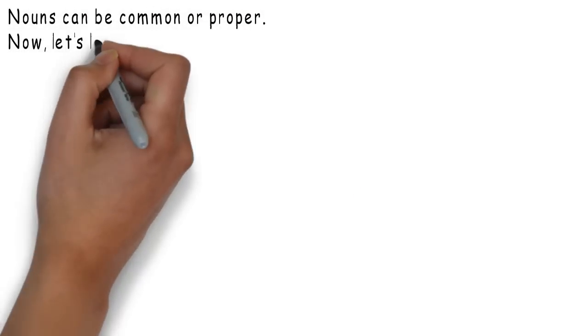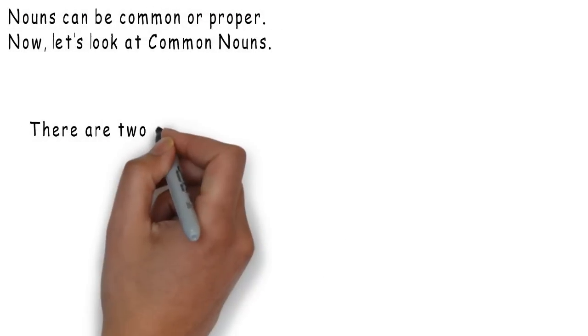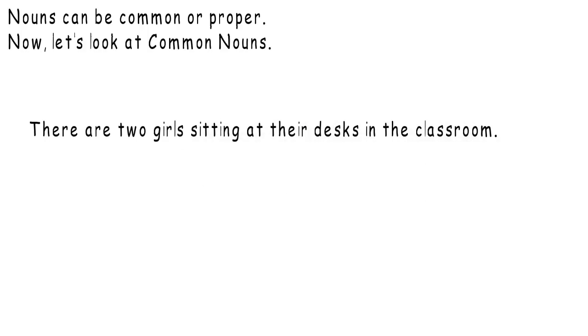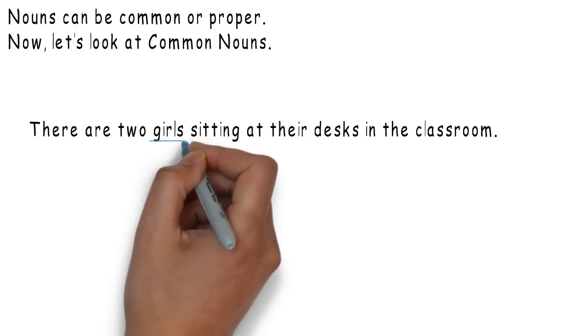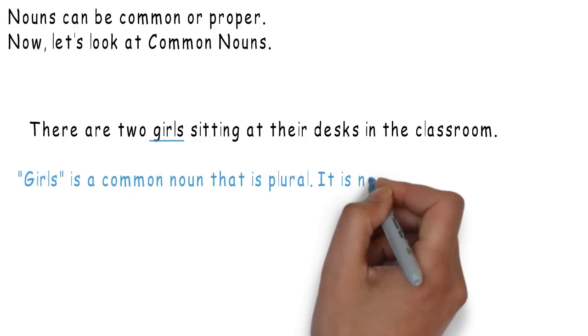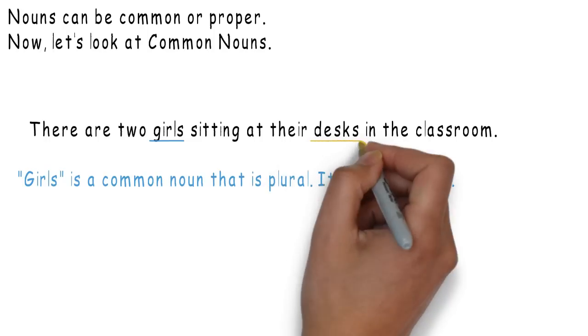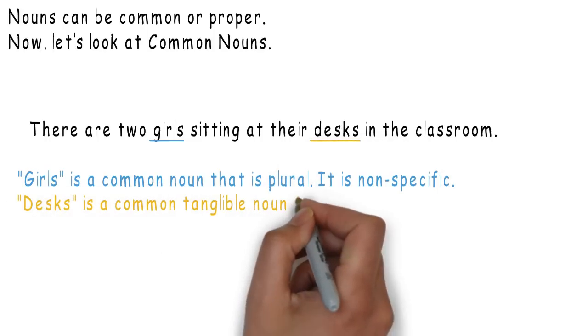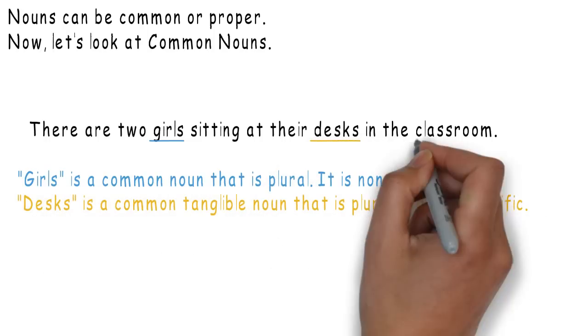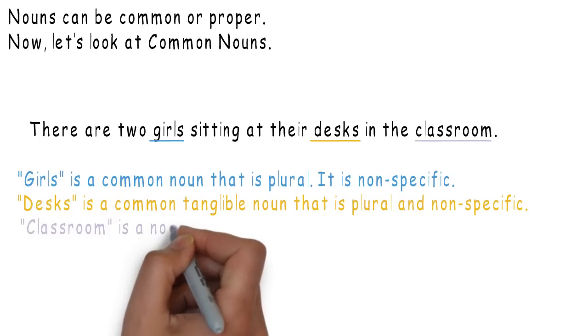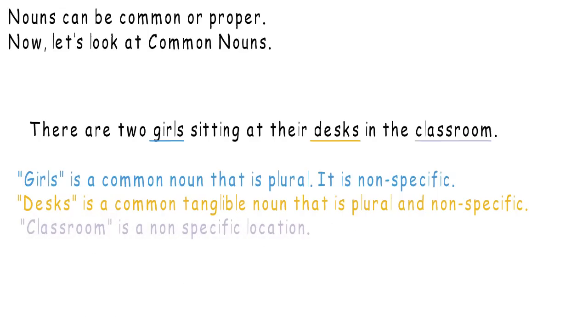Nouns can be common or proper. Now let's look at common nouns. There are 2 girls sitting at their desks in the classroom. Girls is a common noun that is plural. It is non-specific. Desks is a common tangible noun that is plural and non-specific. Classroom is a non-specific location.